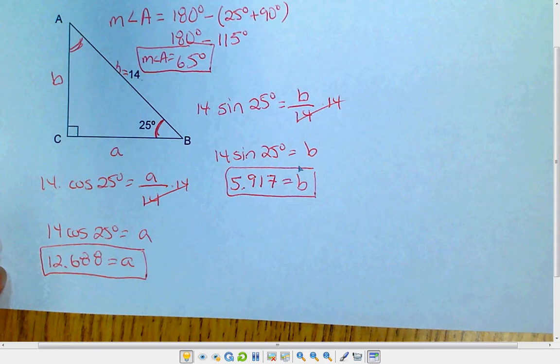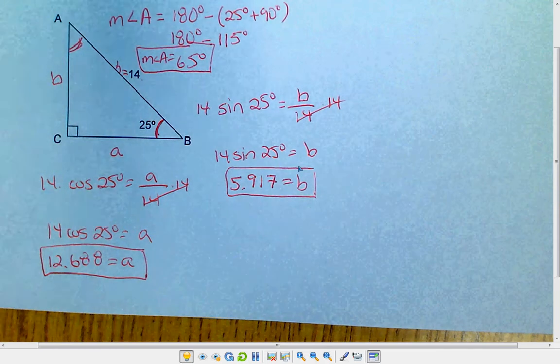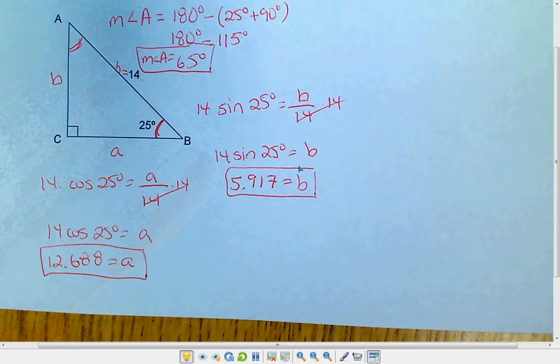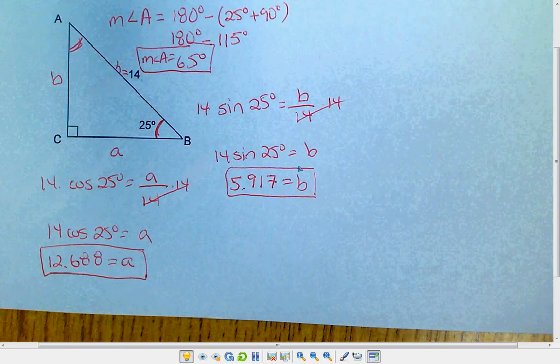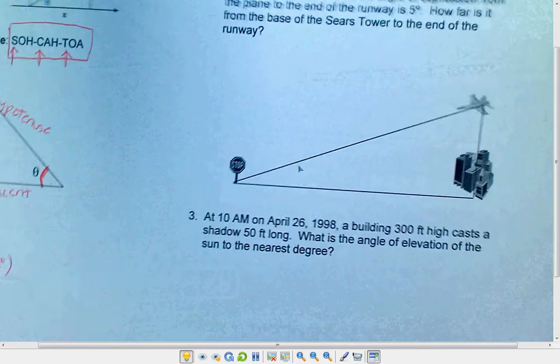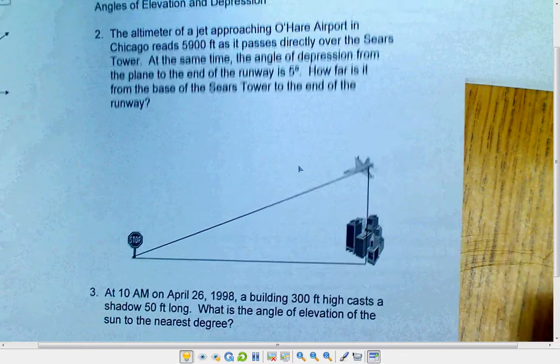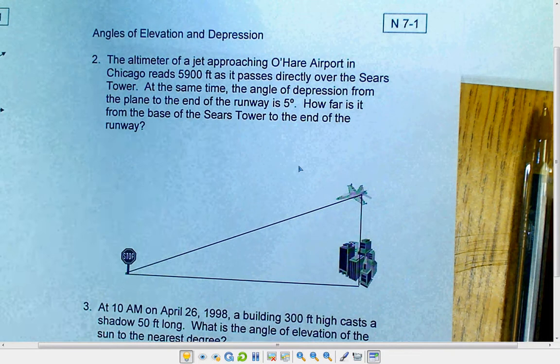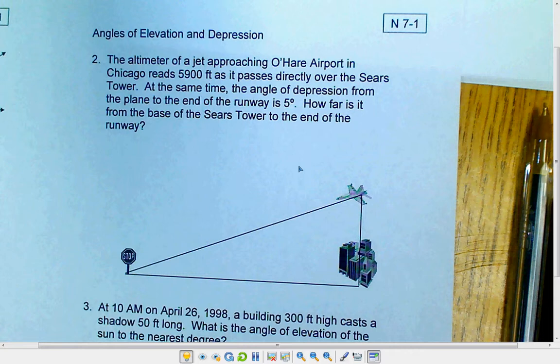And now I've solved for all my missing parts. I have 8B, the lengths of my sides, as well as angle A. So let's move on to a word problem. This is the type of problem that we're going to be solving today, where you actually need to first read the problem to figure out what information is given to you, and then figure out which trig function to use.